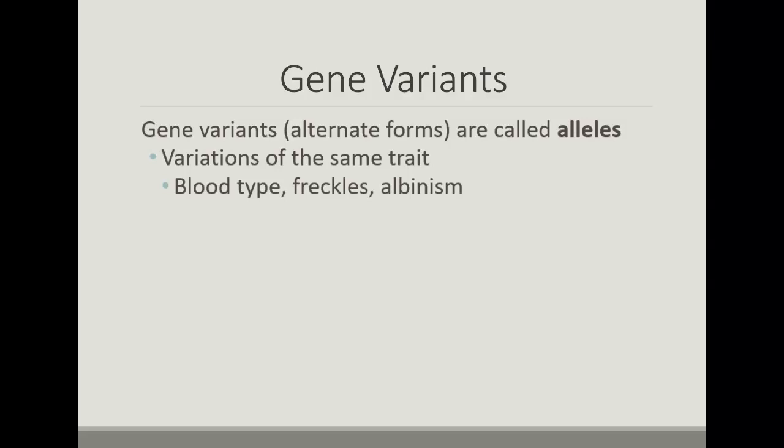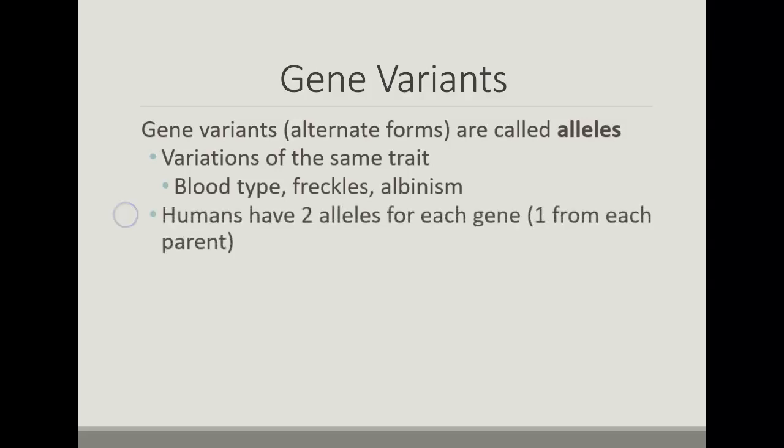Same thing with blood type. If you know what your blood type is, there is a gene for blood type. You can have an A, what's referred to as an A allele. You have type A blood. A B allele, that's type B blood. O means you have neither A or B, or you can have both.